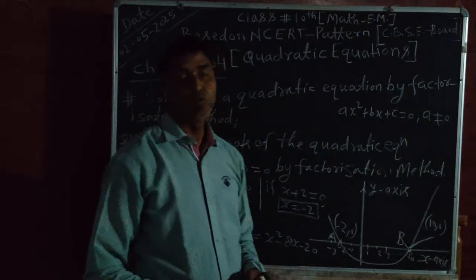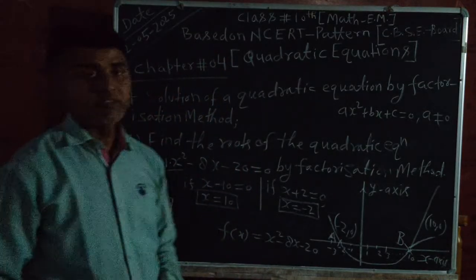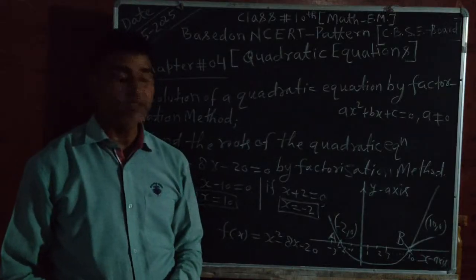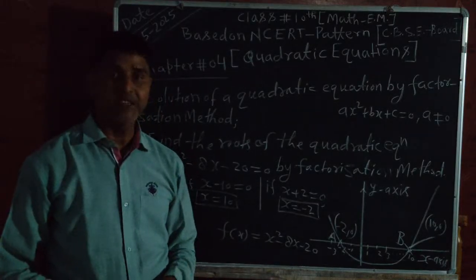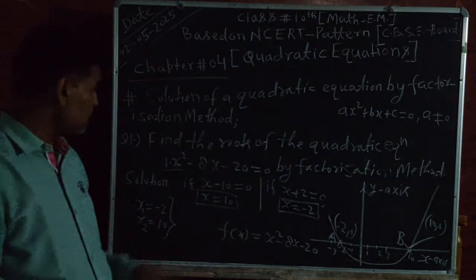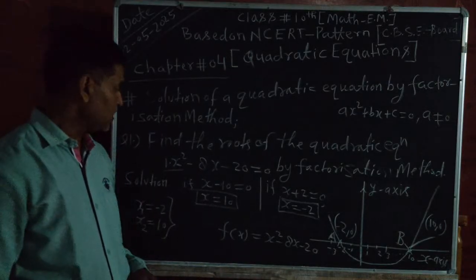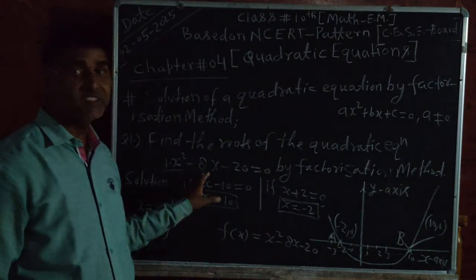Okay, student. So in this way, the solution of a quadratic equation can be found by the factorization method. This method is very easy. You only have to concentrate on how to get its factors, because once you understand it one time, you can understand it.